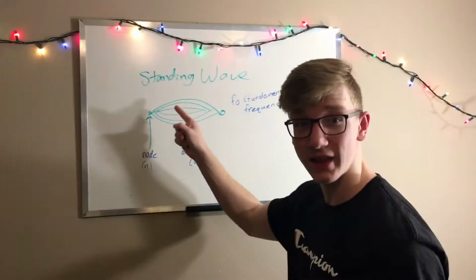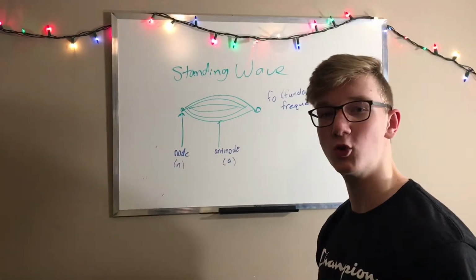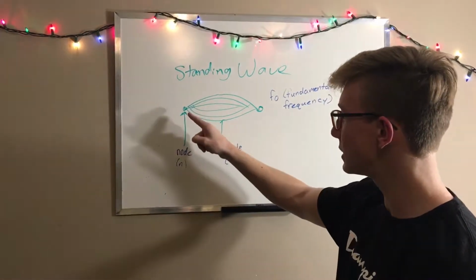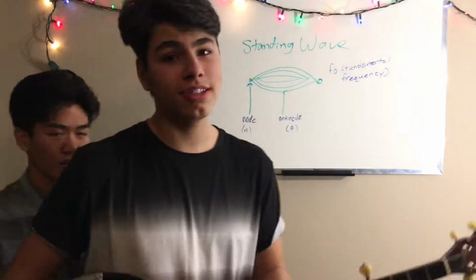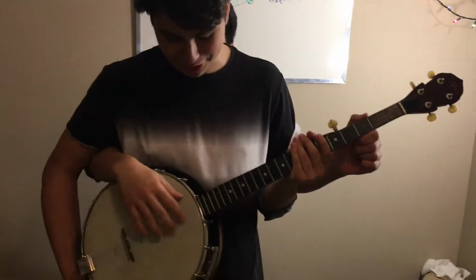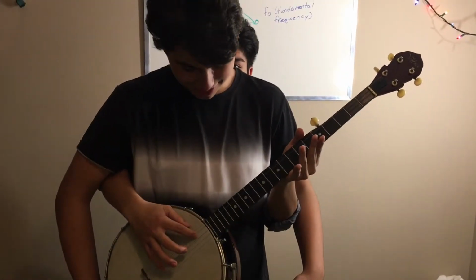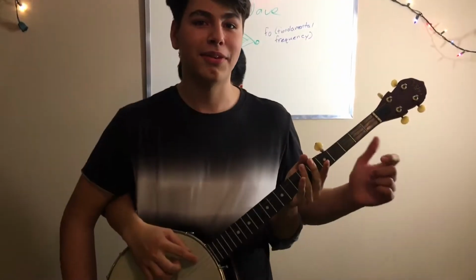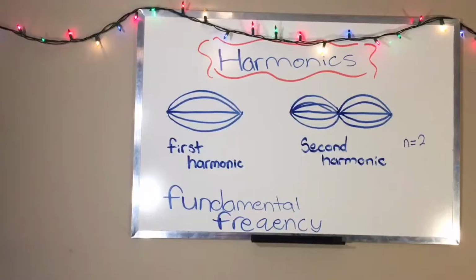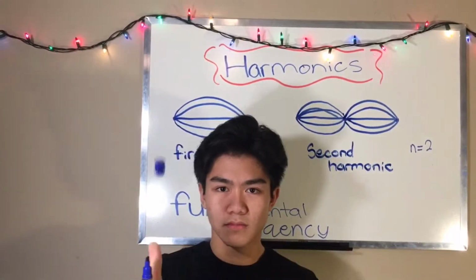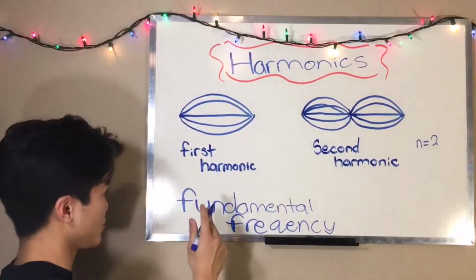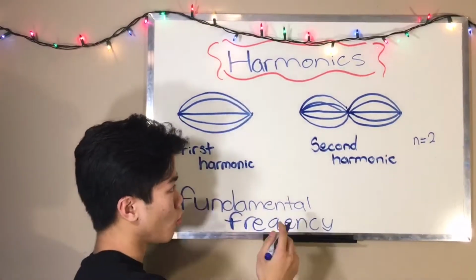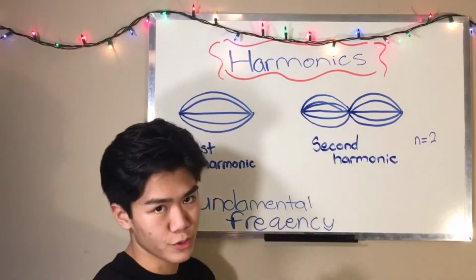This right here is a standing wave. It happens when two identical waves collide. This on the end is the node, and in the middle here is the antinode. This can also be seen in string instruments. So if I pluck this string, that's a standing wave. So the fundamental frequency is the lowest frequency that can produce a standing wave. Harmonics are whole number multiples of the fundamental frequency.